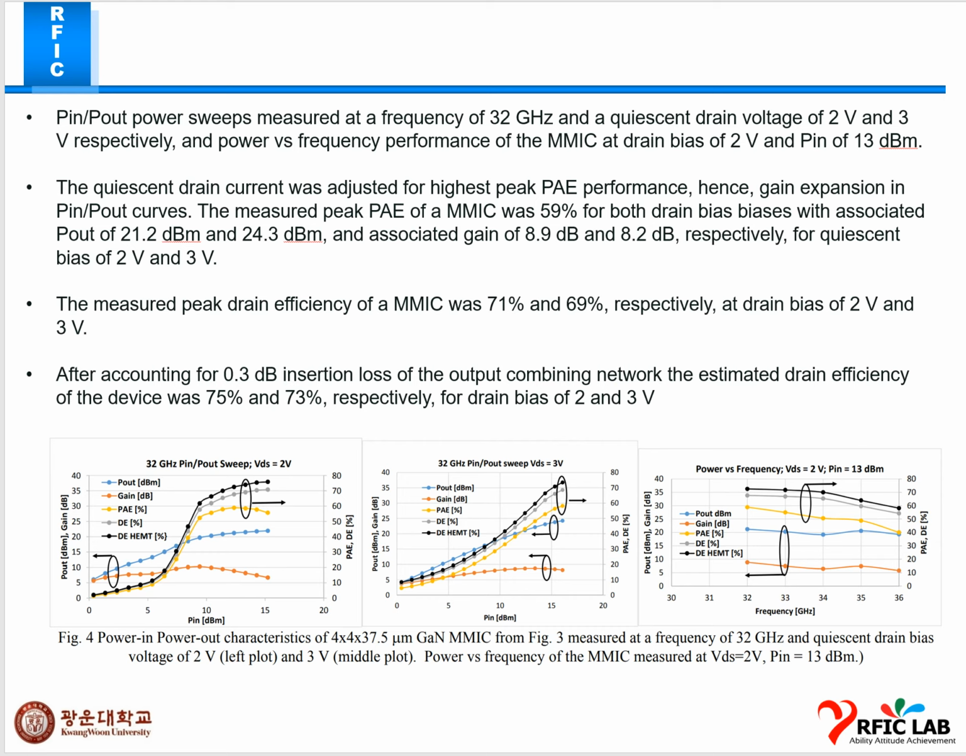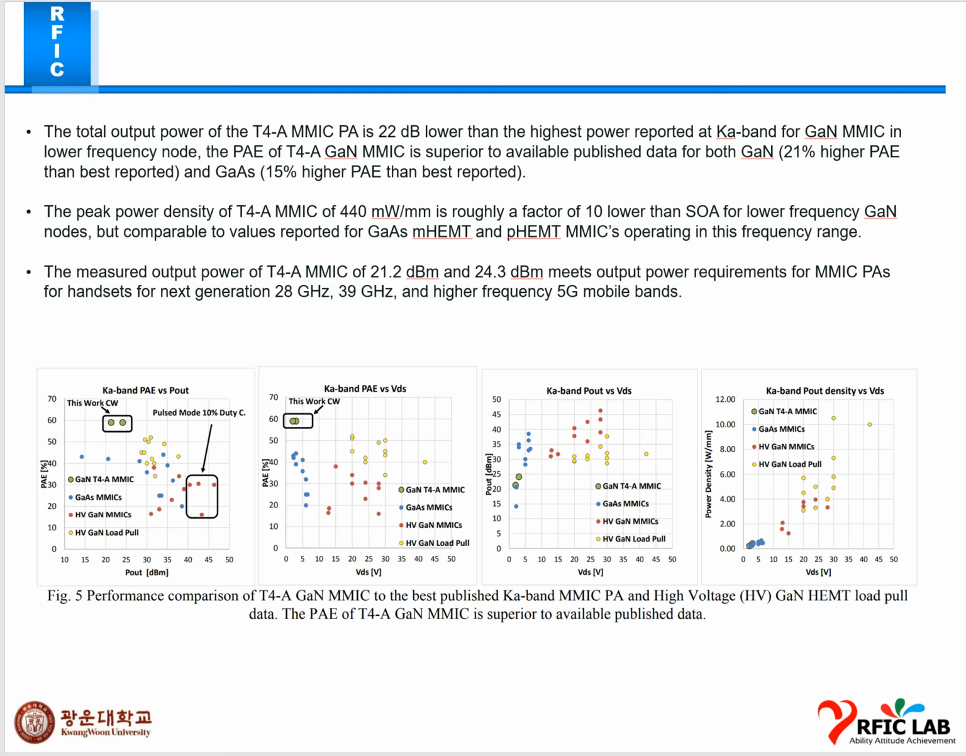And next, this is the comparison of the T4 fourth generation GaN MMIC with published K band, as I said before. K band I have explained in the previous slide, and high voltage GaN MMIC load pull data and PAE of the T4 GaN MMIC is superior to available published data. In this, the peak power density of the MMIC of 40 mm is roughly a factor of 10 lower than state of the art at lower frequency, but comparable to values reported for GaAs pHEMT MMICs operating in this frequency range.